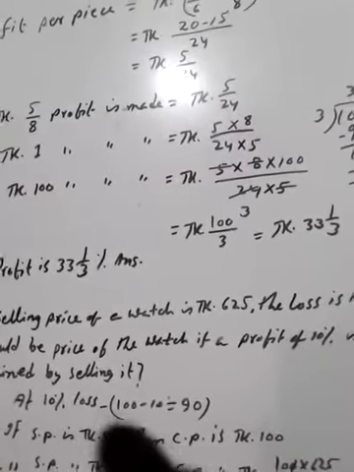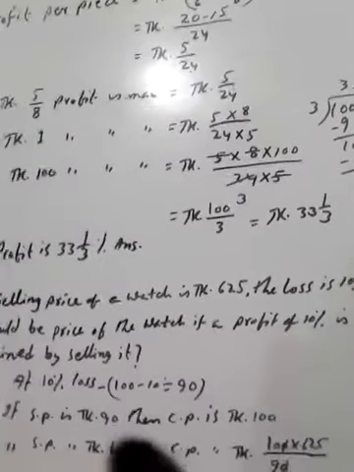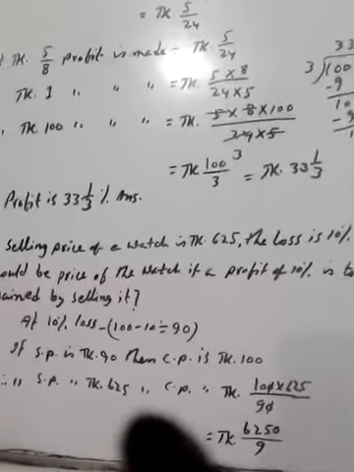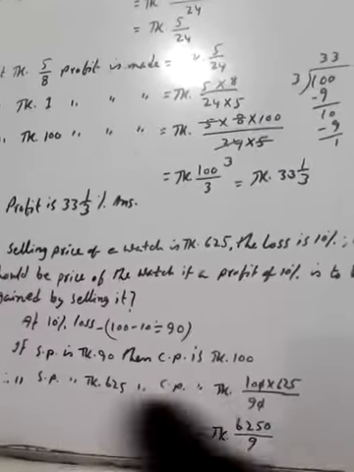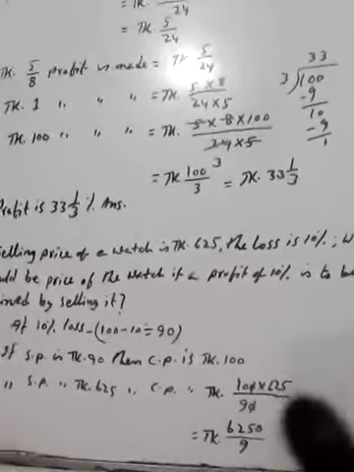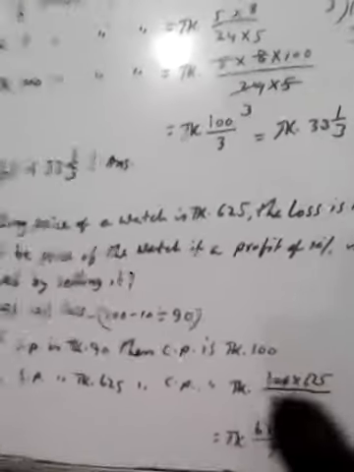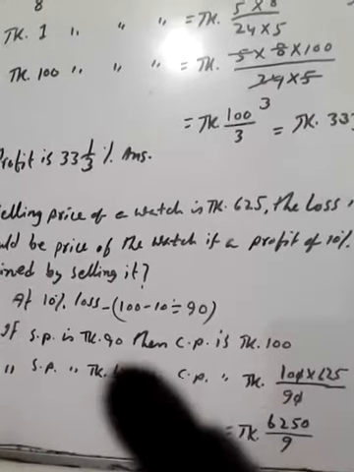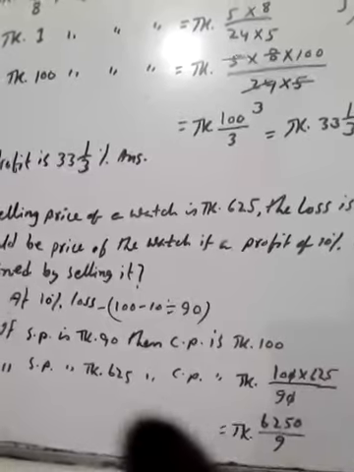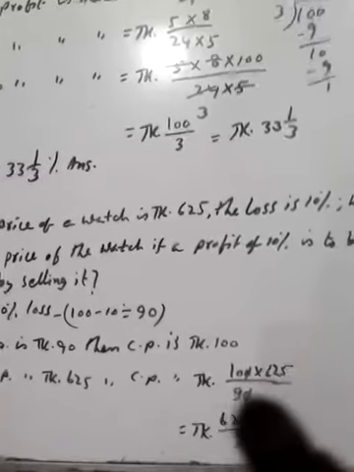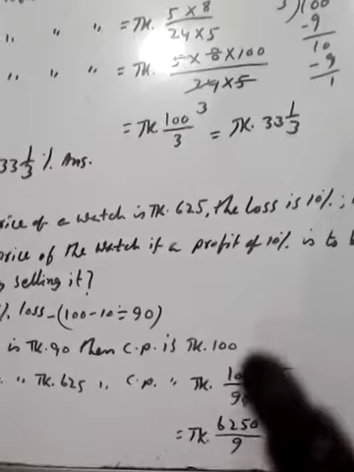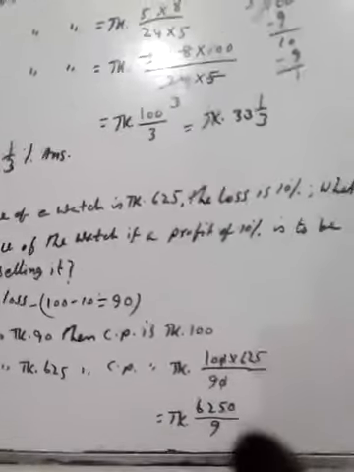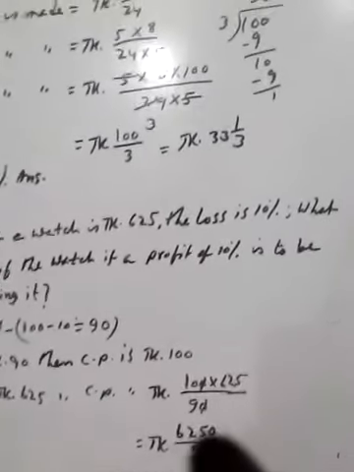At 10% loss, 100 minus 10 is 90. If the selling price is 90, the cost price is 100. If the selling price is 625, the cost price will be 100 by 90 multiplied by 625. See, selling price 90, cost price 100. If the selling price is 1, the cost price will be 100 by 90. If the selling price is 625, the cost price will be 100 by 90 multiplied by 625. 0 and 0 cut, then 625 multiplied by 10 is 6250 by 9. This is the cost price.